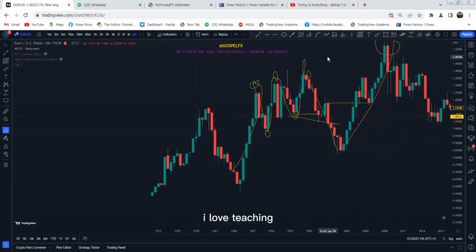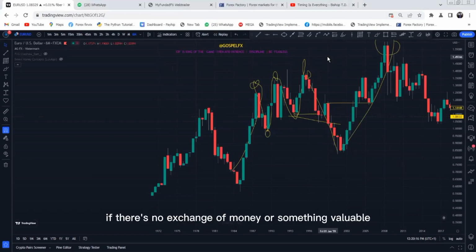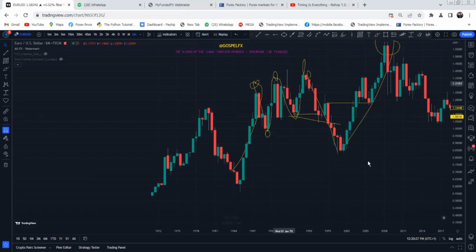I'm somebody who loves teaching practically. In a practical sense, there is no business that can function if there is no money. The liquidity we're talking about here is money. There's no business that can function if there's no exchange of money or something valuable. So the market functions, or delivers, based on liquidity, from internal range liquidity to external range liquidity.